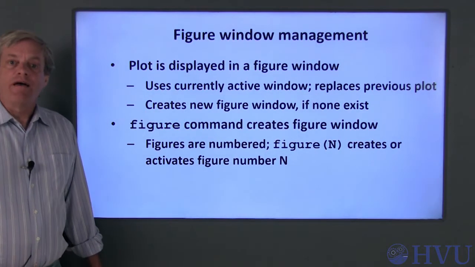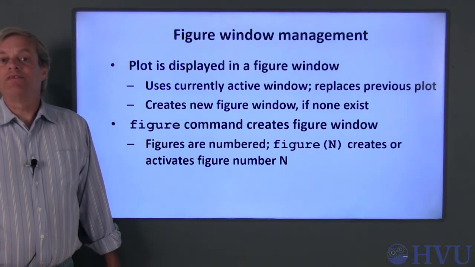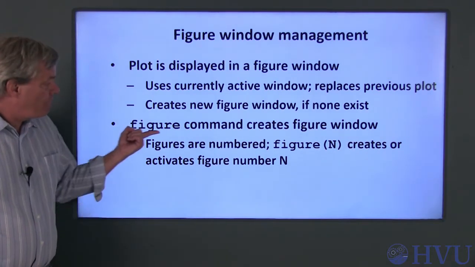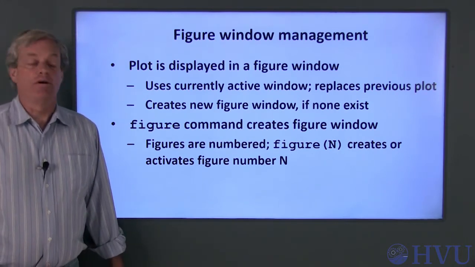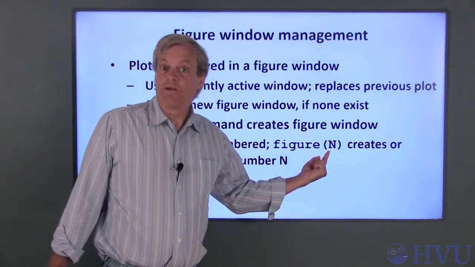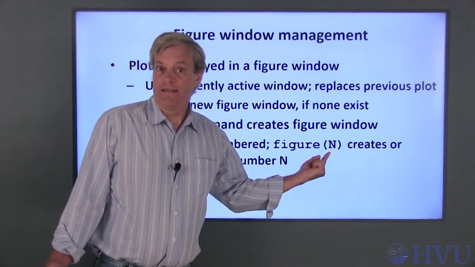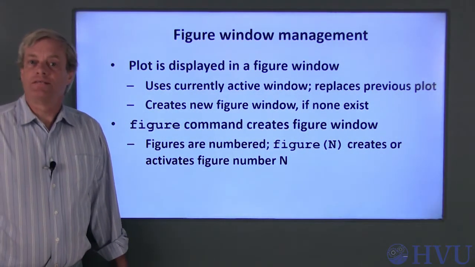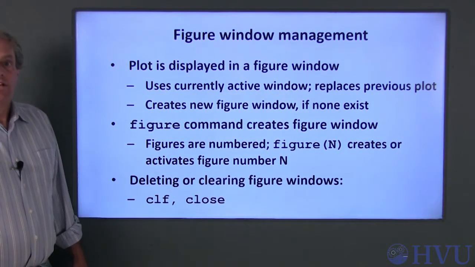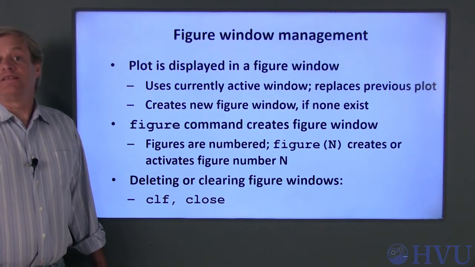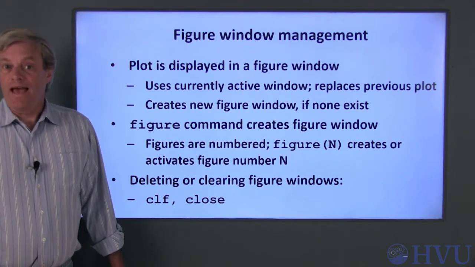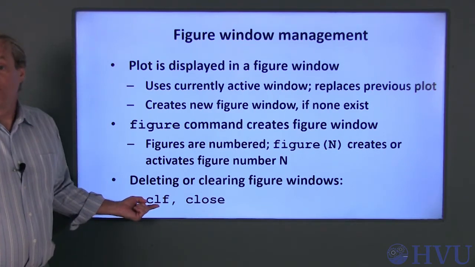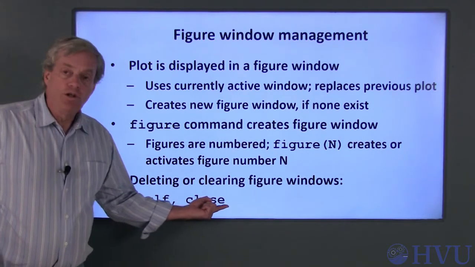You can use the figure command to create a new figure window or activate an existing figure window. The command figure by itself creates a new figure window. Each figure window has a number. The command figure of n creates a figure with that number if it doesn't already exist, or activates an already existing figure with that number. You can remove the contents of a figure window or delete the window itself with the clf and close commands. To remove the plot from the active figure window, type clf and press enter. This results in a blank figure window. To close the window itself, type close and press enter.